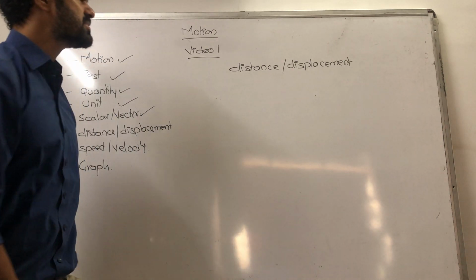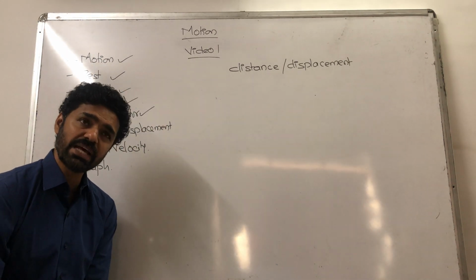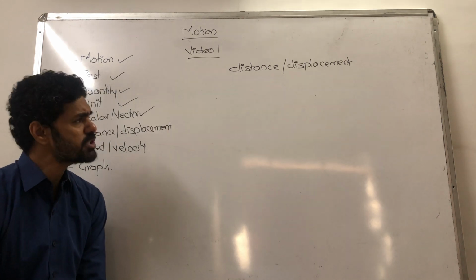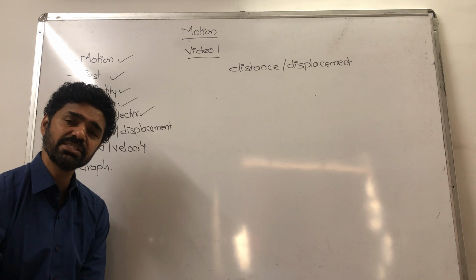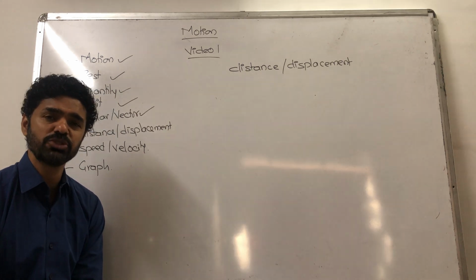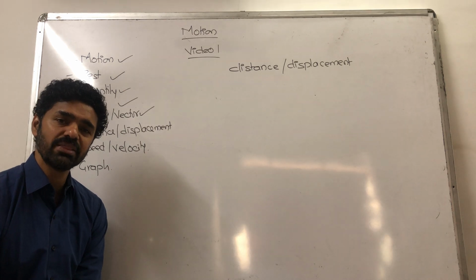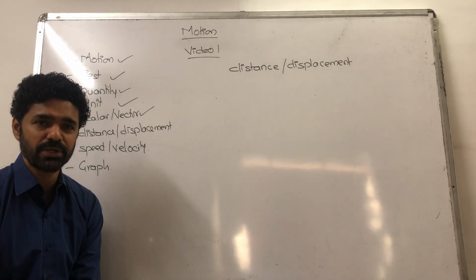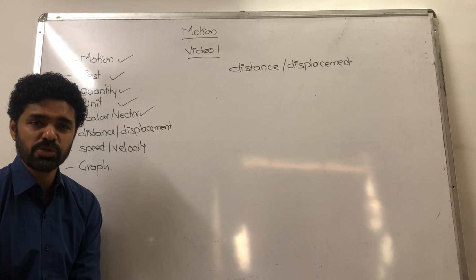Next, we will discuss the differentiation between distance and displacement. From an examination point of view, it is important. Firstly, how would you define them? We will say distance is the total length of the actual path covered, and displacement is the shortest length between the initial and final point. Distance is a scalar quantity, displacement is a vector quantity.